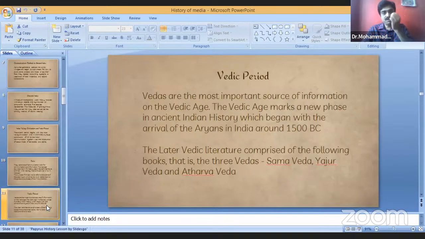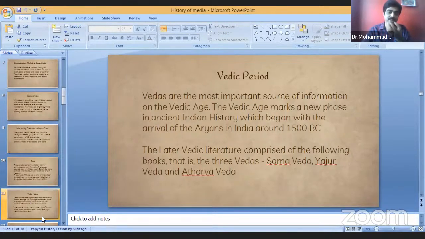The Vedas are the most important source of information on the Vedic age. The Vedic age marks a new phase in ancient Indian history, which began with the arrival of the Aryans in India around 1500 BC. So next to itihasa, the Vedas became the source of information for the Vedic age, describing what kind of activities there were. That was written on palm leaves and passed forward to the next person, and it is considered the beginning of Indian history, passed on to the next generation.